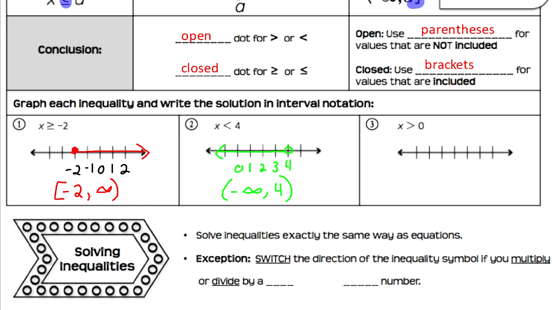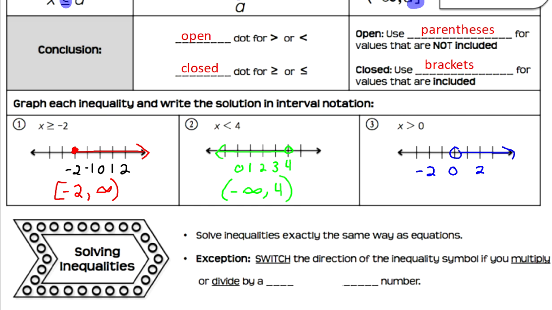And then finally, we have x is greater than 0. So I'm going to put 0 on my number line, just greater than. So I'm going to use an open dot. And the numbers greater than 0 are to the right of it. So we could put 2 over here. We could put -2 over here if that helps.